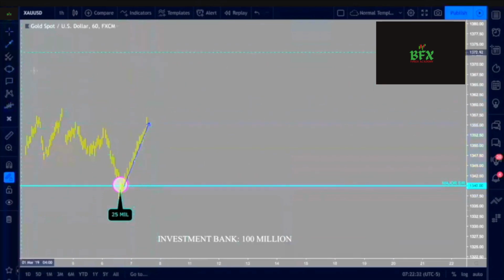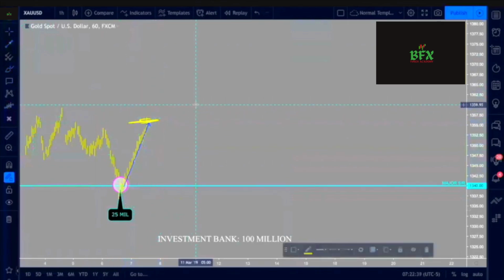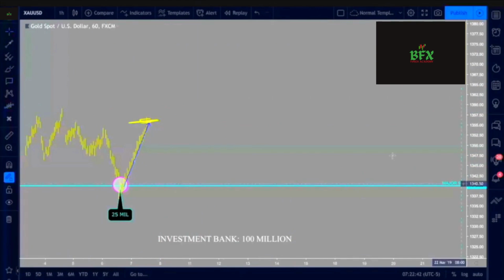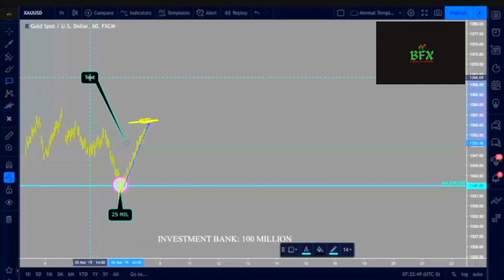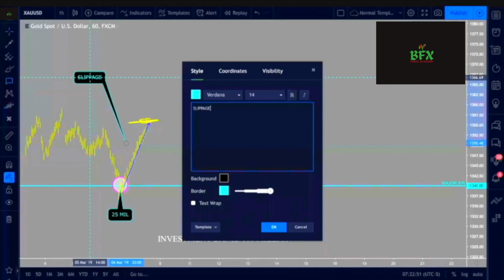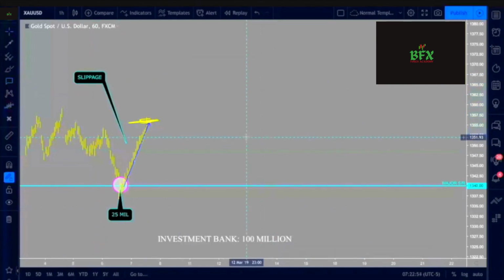Now, here's the question. When price rises up to here, are we down here at 1340 anymore? No. So what this is called is slippage. Slippage occurs when you carry out a transaction that has so much volume that it actually causes the market to move. It causes price to fluctuate away from that point.